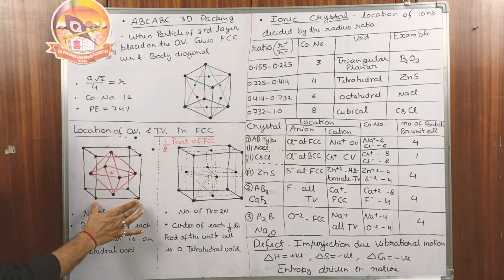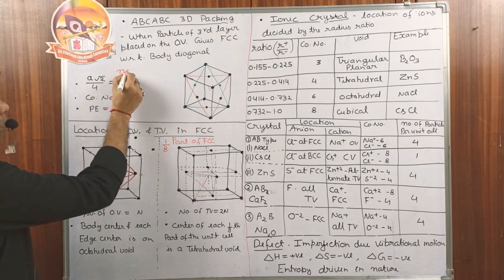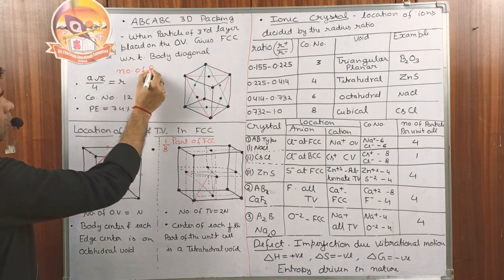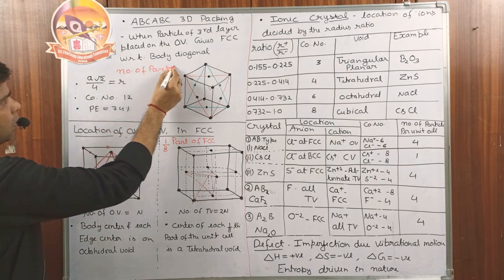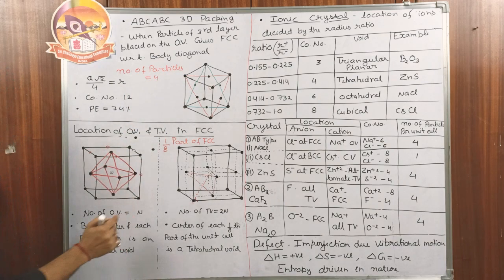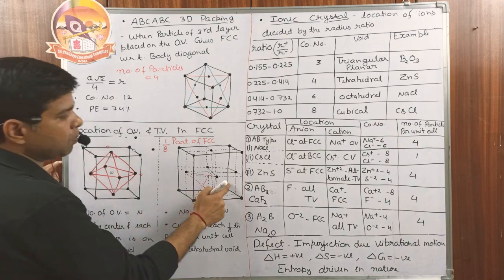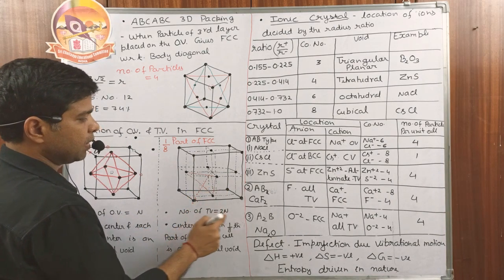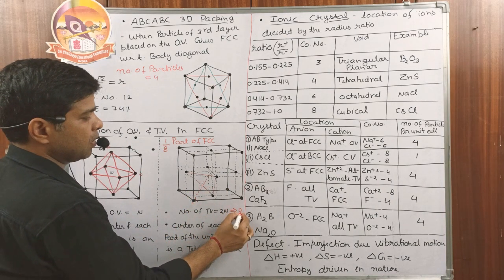Here the number of particles in the FCC is 4, then the octahedral void is also 4. The number of particles in the FCC is 4, then the tetrahedral void is 8.